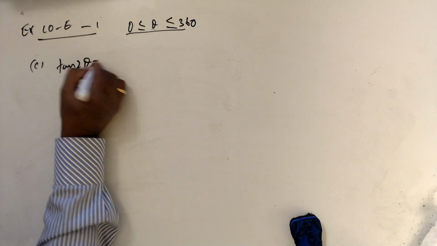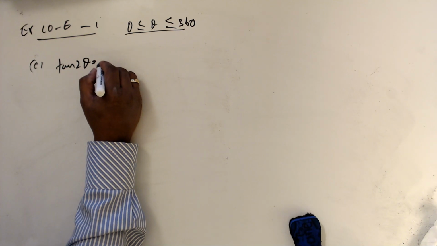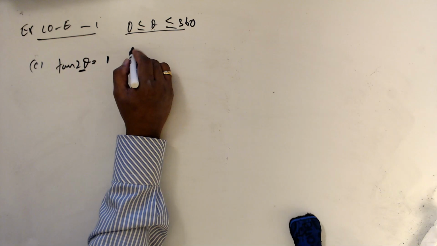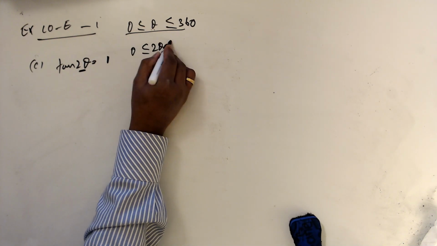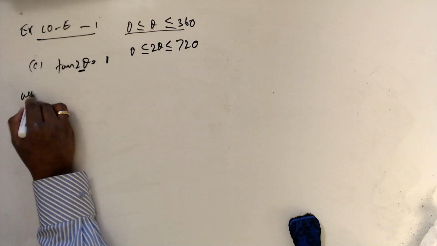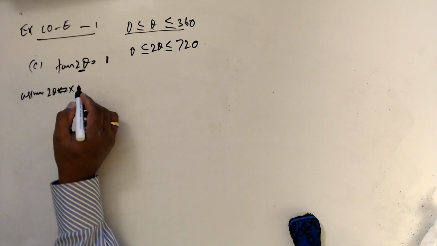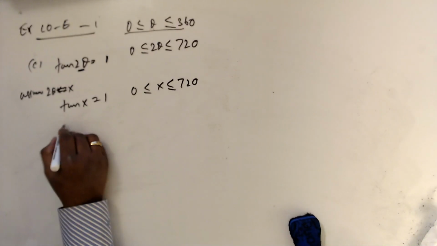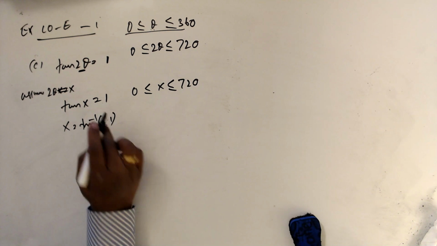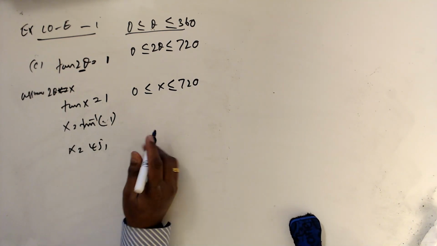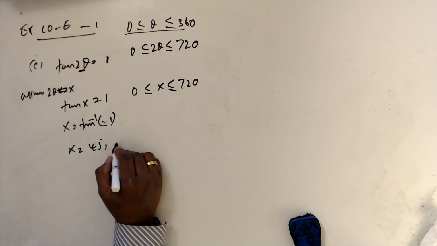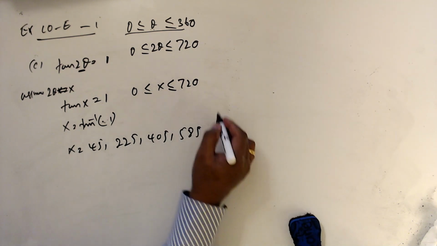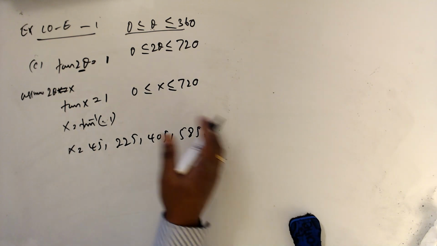Next, tan 2θ equals 1. So this is 2θ. Then I have to make this interval 2 times 0, 0, 2 times θ, 2θ, 2 times 360, 720. Now assume 2θ equals x. Then tan x equals 1, 0 ≤ x ≤ 720. So x equals tan inverse 1, which is 45. Then 45 plus 180, 225, and plus 180, 405, and 585, and no more than that. If you add another 180, it is more than 720.